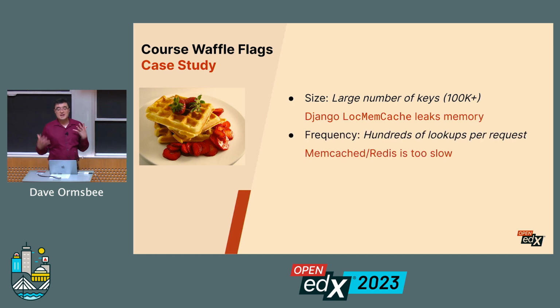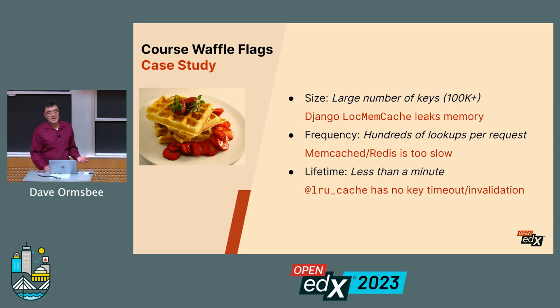The frequency is hundreds of lookups per request. So this takes Memcache and Redis off the table, because that's too slow. You don't want to spend half your request time just talking to the cache. For the lifetime, we want fresh values to come in less than a minute. If someone flips one of these toggles, they want to see the result ideally immediately, but probably no more than a minute from when they flip the switch. If it was an LRU cache, it would just live on to the end of the process, which could be many minutes.